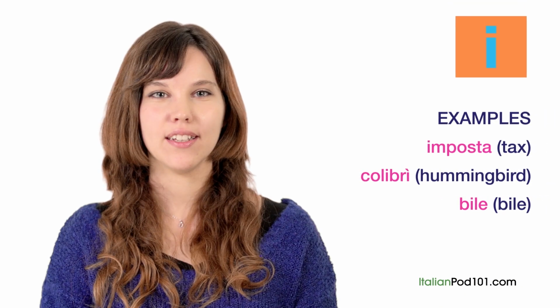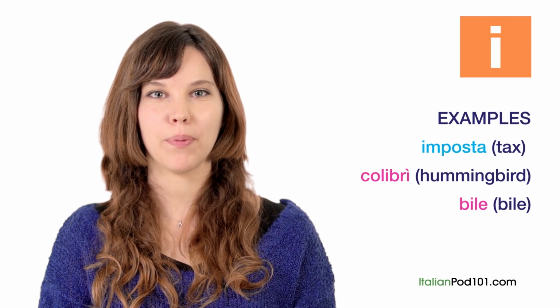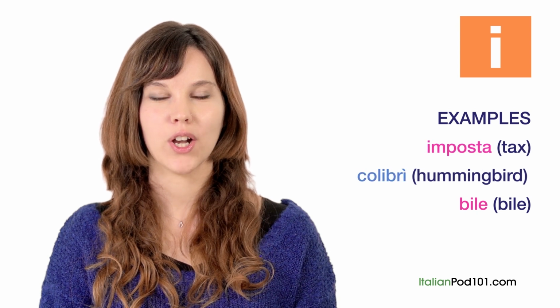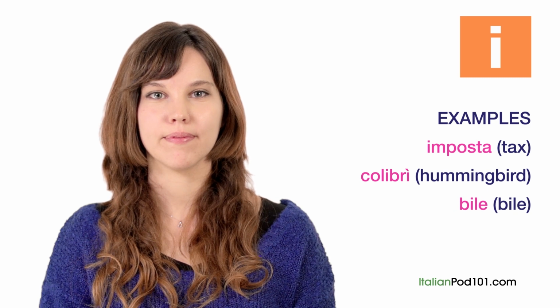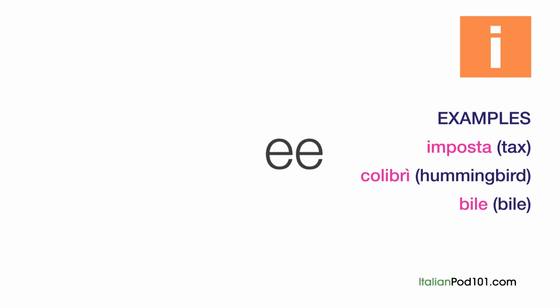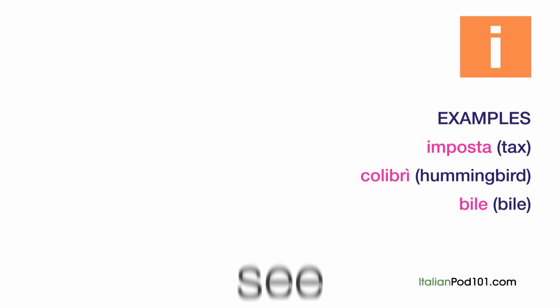The next vowel is I. Imposta. Colibrì. Bile. It's identical to the double E sound in the word see.